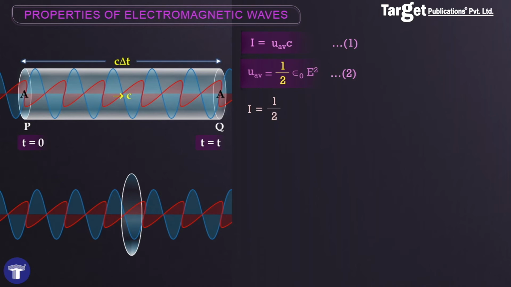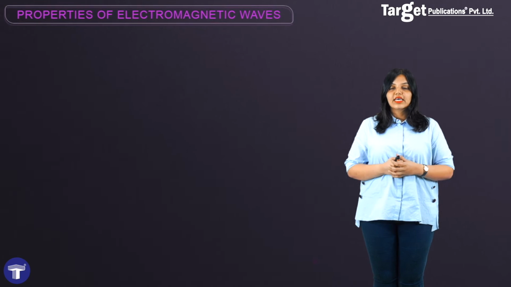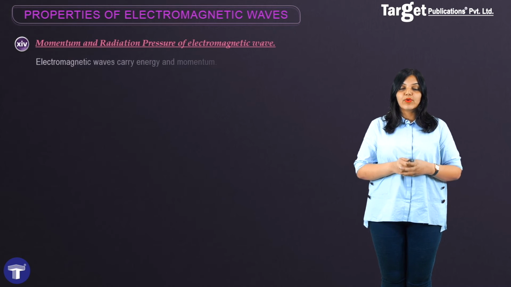If I write it in terms of the electric field, I get I is equal to epsilon naught E square into C, where E here is the RMS value. And if I write the intensity in terms of the magnetic field, I get I is equal to B square C upon mu naught, where here I have used the RMS value of B as well. So in this way, we have found three formulae for the intensity of the electromagnetic wave at any point. The final property deals with the momentum and radiation pressure of the electromagnetic wave.